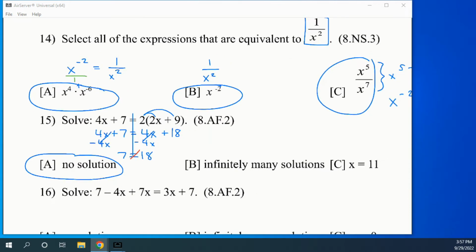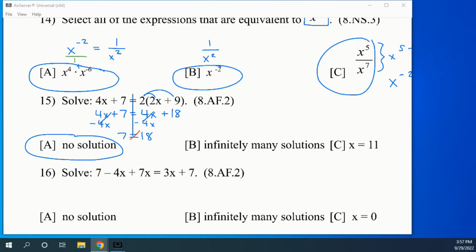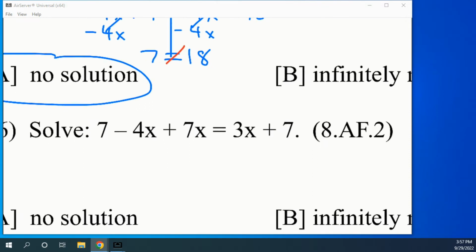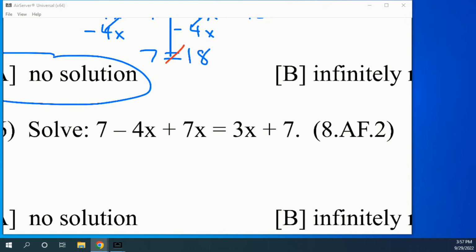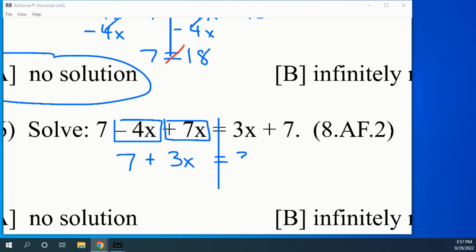Yep, that's it. That's 15. 16. We're going to solve this. So again, just like the steps we started with last one, look for distribution. There's no parentheses, therefore there is no distribution, but there is combining like terms. So I will combine those. Bring the 7 down. Negative 4x plus 7x is a positive 3x. Bring down the 3x plus 7.